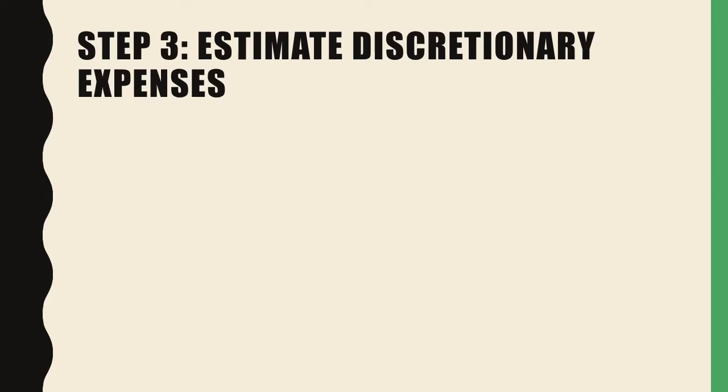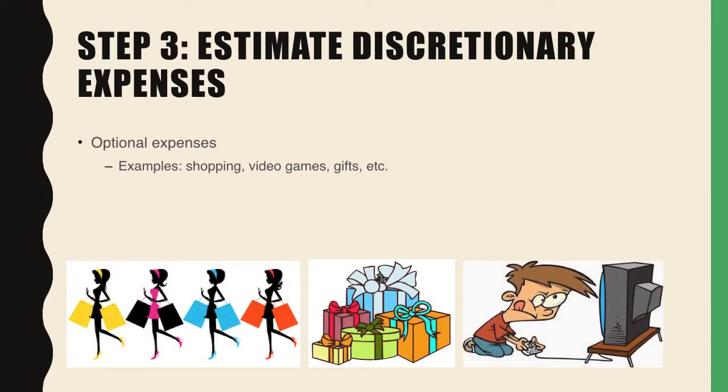Step 3 is estimating the discretionary expenses for a given time period. These expenses are optional and must be considered after all required expenses are paid. Examples of discretionary expenses include shopping, video games, and gifts.